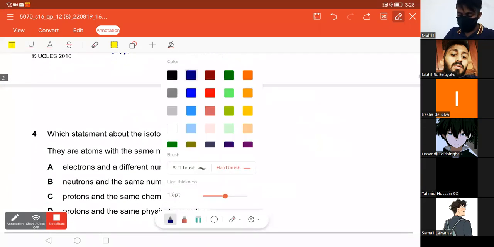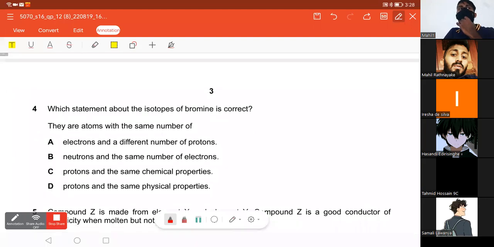Next one. Isotope means what? Same element but different number of neutrons. First one wrong, they said different number of protons. Second one wrong because they said same number of neutrons. Answer is C. Isotopes have the same chemical properties, but different physical properties. Some of the isotopes are radioactive. That means a different physical property.